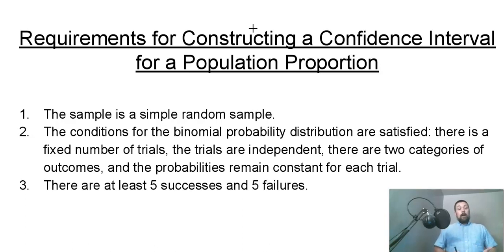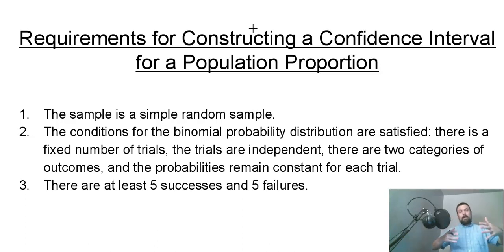There is a fixed number of trials. So again, the sample size has to be the same every time. The trials are independent. There are 2 categories of outcomes, so either success or failure, right? And the probabilities remain constant for each trial, right? So this probability of a success on any one trial can't change as we continue to collect things for our sample. Okay. And then the third requirement is that once you have your sample, there needs to be at least 5 successes in that sample and at least 5 failures in the sample.